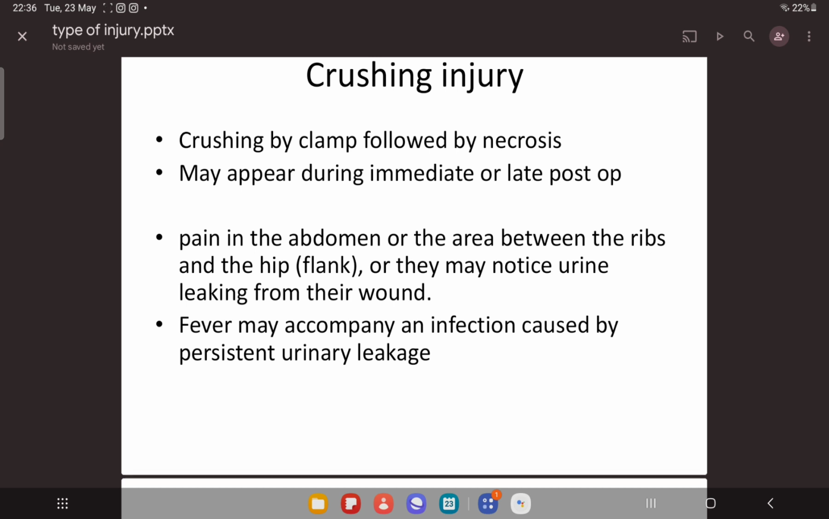When you do this kind of injury, the patient will have pain in the abdomen or the area between the ribs and hip, that is the flank area, and sometimes you might notice urine leaking from the wound because the ureter is open. Whatever urine is created by the kidneys is poured into the peritoneum, and that can come out from the wound after hysterectomy. If this happens for a longer time, the patient will complain of fever, there will be infection, and the patient will complain of persistent urinary leak.